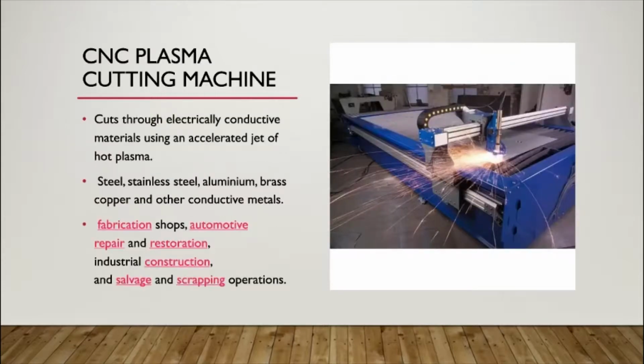CNC plasma cutting machine. The CNC plasma cutting machine cuts electrically conductive materials using an accelerated jet of hot plasma. By the hot plasma, it cuts the electrically conductive materials. The electrically conductive materials are steel, stainless steel, aluminium, brass, copper and other conductive materials. The CNC plasma cutting machine is used in fabrication shops, automotive repairs and restoration, industrial construction and salvage and scraping operations.